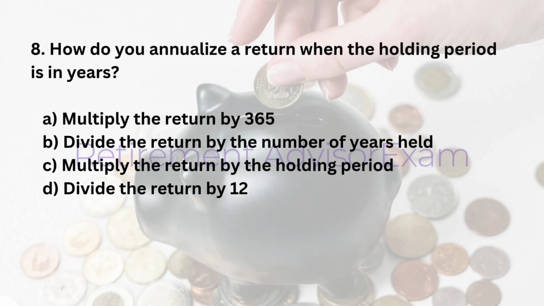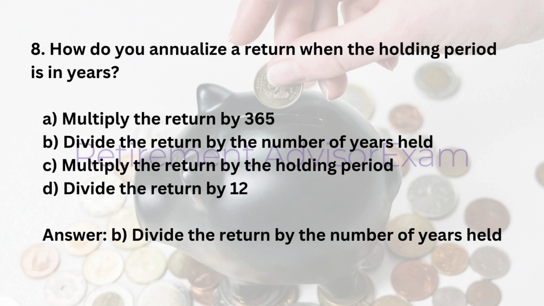8. How do you annualize a return when the holding period is in years? A. Multiply the return by 365. B. Divide the return by the number of years held. C. Multiply the return by the holding period. D. Divide the return by 12. Answer: B. Divide the return by the number of years held.